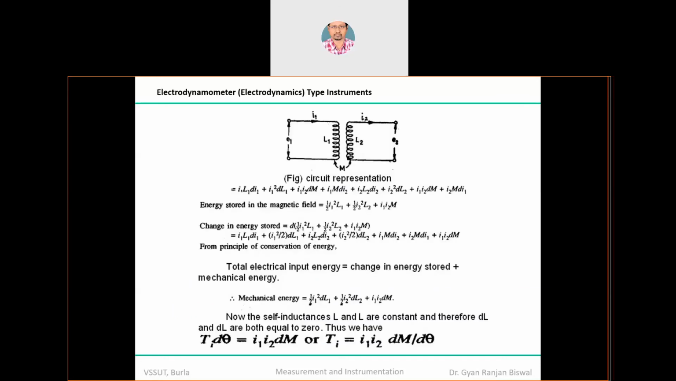Let us calculate the amount of work done also, and using the principle of conservation of energy, we can see how the total electrical input energy is being used. A certain amount of energy goes into the change in energy stored and the mechanical work done. What is the mechanical work done? Due to the experienced torque, when the pointer moves in the forward or reverse direction, that is the amount of mechanical work done. Clear?